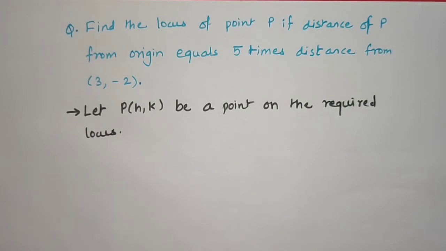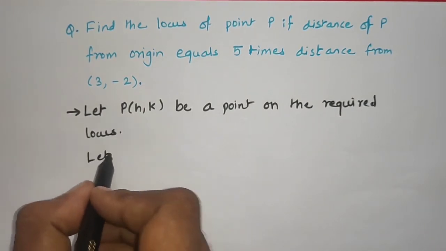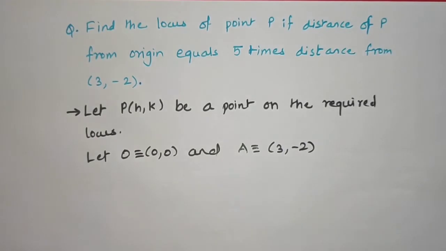Now students, always remember, in every question of locus, look in the question if they are talking about any point. If there is a point, then give a name to it and only then proceed to find the geometrical condition. So look at the given question. Are there any points there? Yes, there are in fact 2 points. One is the origin and the other is (3, -2). So let's name them. Let O be (0, 0) and A be (3, -2).